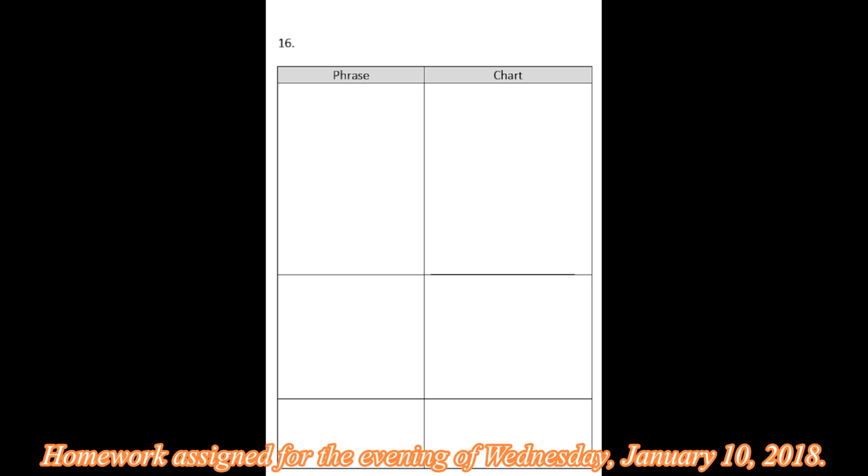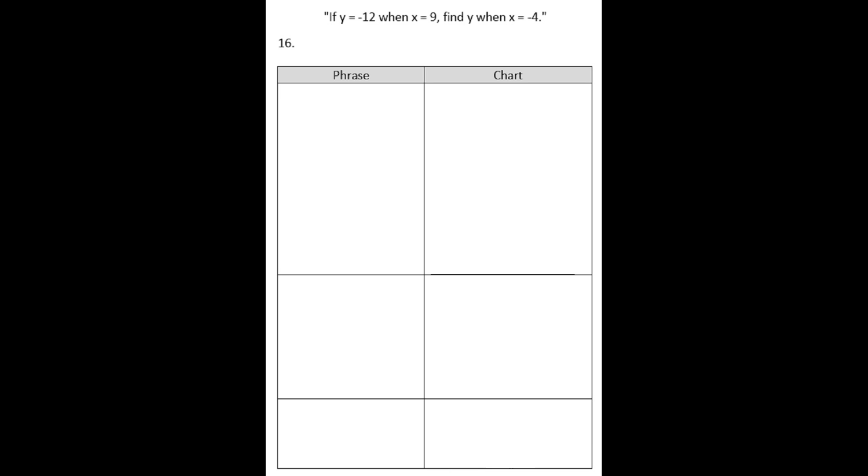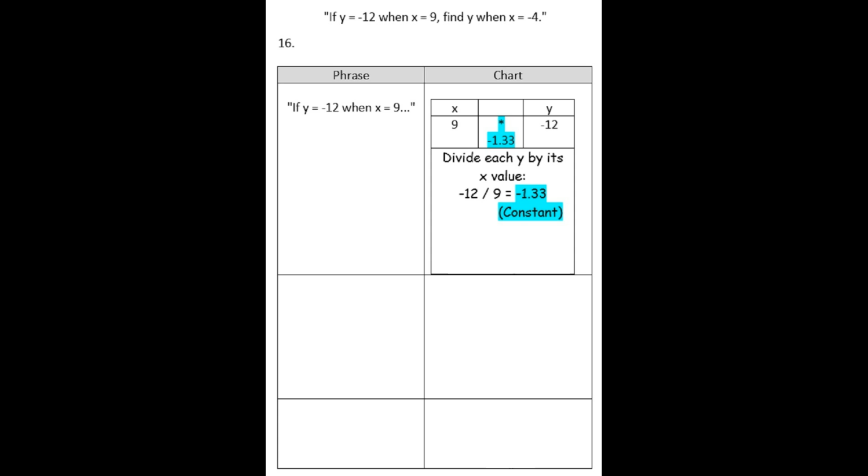Our homework here is for the evening of Wednesday, January 10th, 2018. It says if y equals negative 12 when x equals 9, find y when x equals negative 4. So starting with the first half of that phrase is asking you to use the skills you learned from direct variation. We're going to take this y value and divide it by the x to figure out our constant. So here we have negative 12 divided by 9 equals negative 1.33. You can also call it negative 1 1/3. So our formula is y equals negative 1.33x or y equals negative 1 1/3 x.